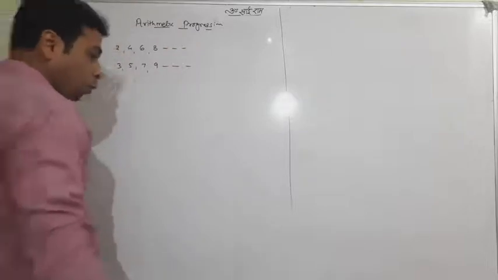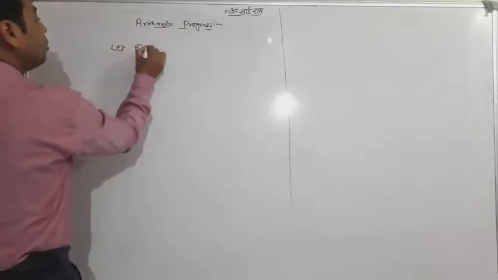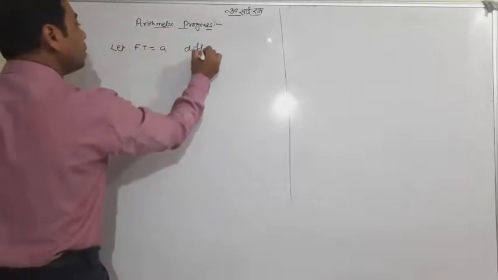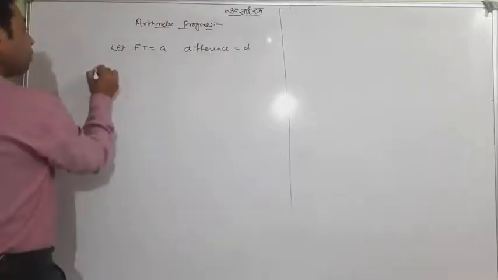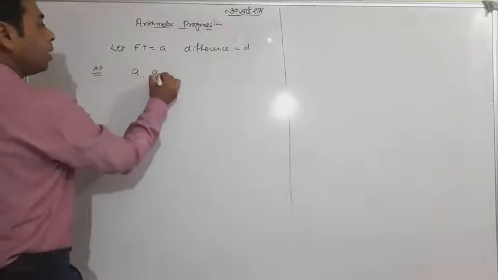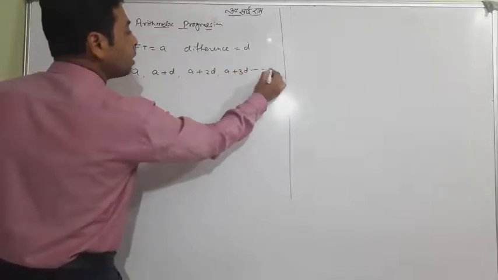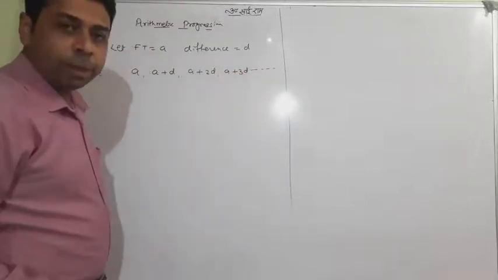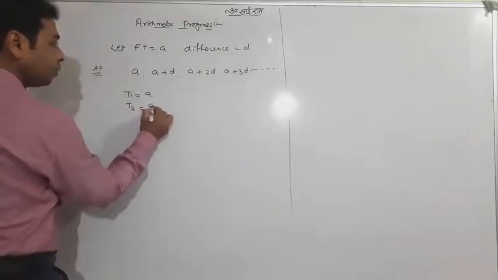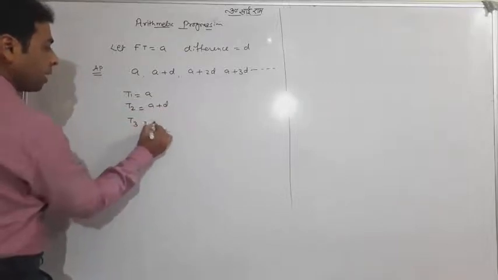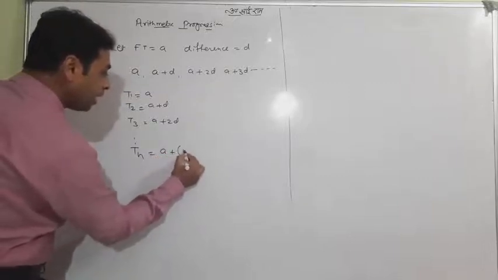And in AP, let the first term be A and the common difference be D. The AP is normally given by A, A plus D, A plus 2D, A plus 3D. This is the symbolic pattern of the AP, where this is the first term, this is the second term, this is the third term, and so on. If you go to Tn, it will be A plus (n minus 1) into D.